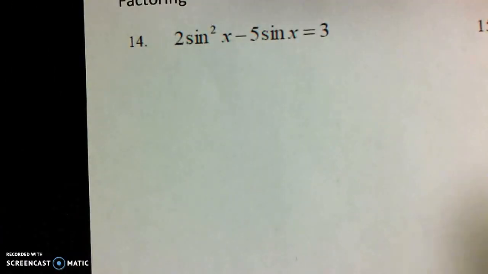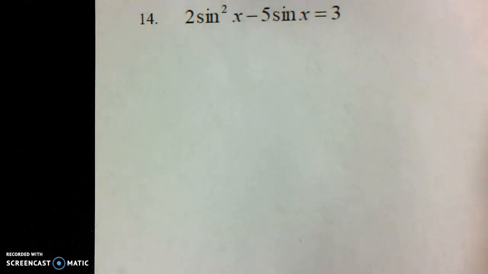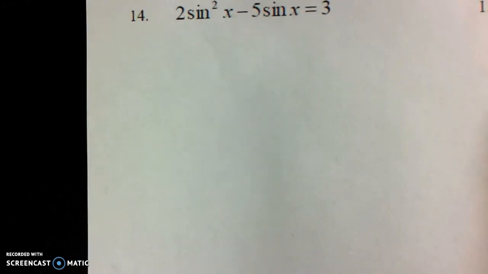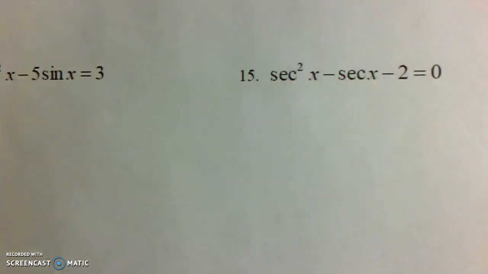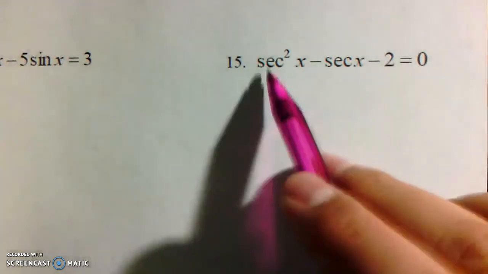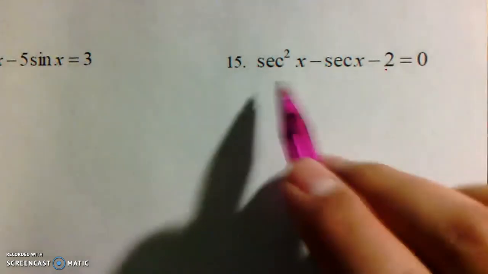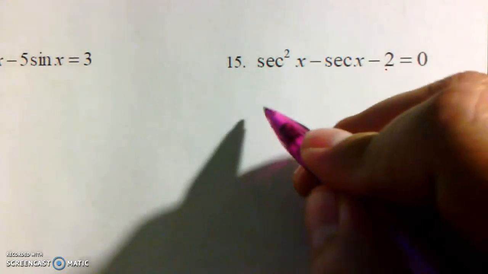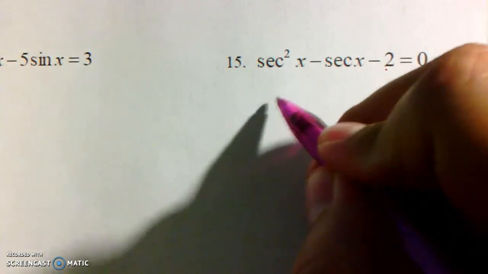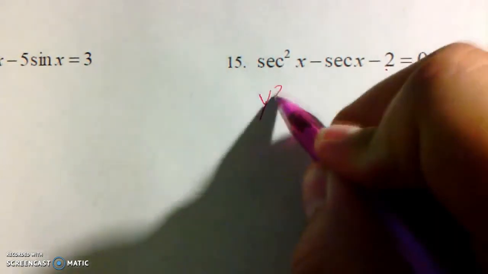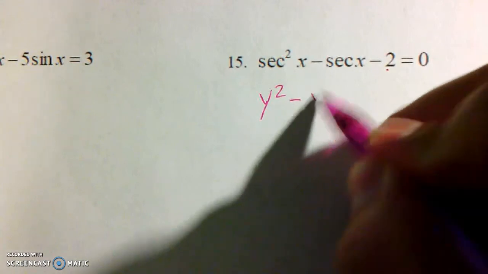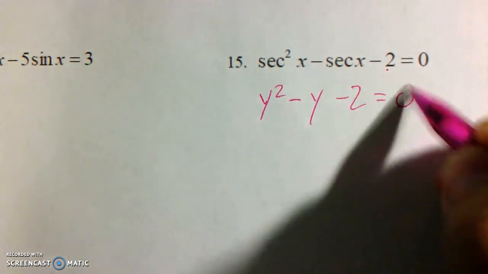All right, let me try to work some from the final page. Okay, this is where it gets as good as it gets. Okay, let's start off with something you're more familiar with. So let's actually start off with number 15. Again, we want to ignore the secant and maybe rewrite this as, let's say, y. So y squared minus y minus 2 equals 0.